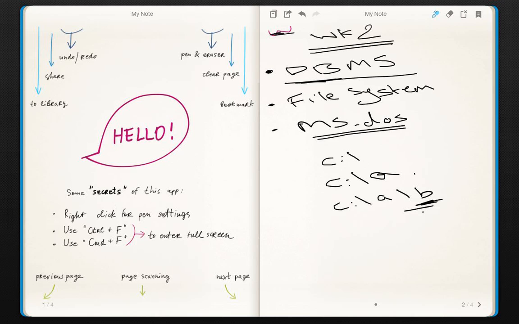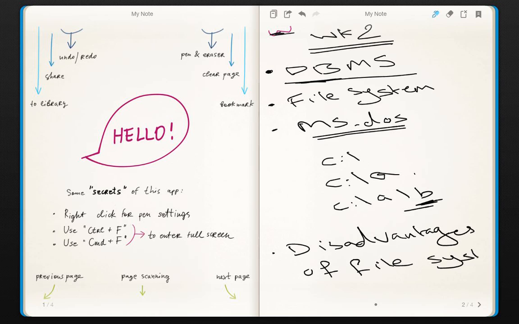And also, I think we have a few disadvantages of the file system. You may need to know them as well. So you need to know the disadvantages of using the file system. It's in your slides. You can refer to that. Okay, so that's that.